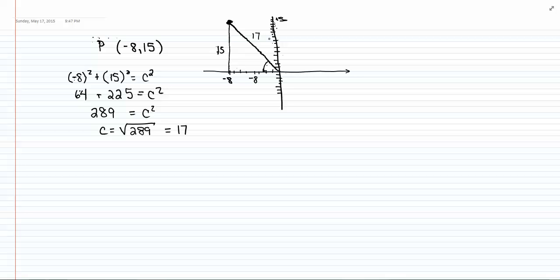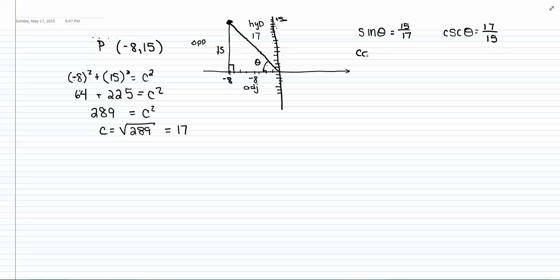And then from here, you can generate all of the trig functions. So if I want sine theta, well, here's theta, and it's opposite over hypotenuse. So this would be my opposite side, this would be my adjacent side to angle theta, and then the hypotenuse is across from the right angle. So opposite over hypotenuse, 15/17. And then the reciprocal of that is cosecant. And then you just flip the fraction.